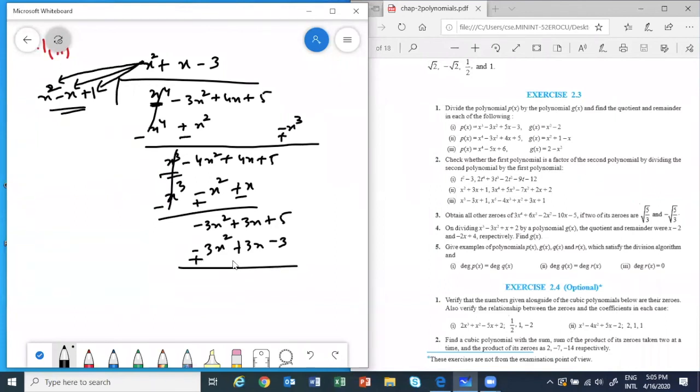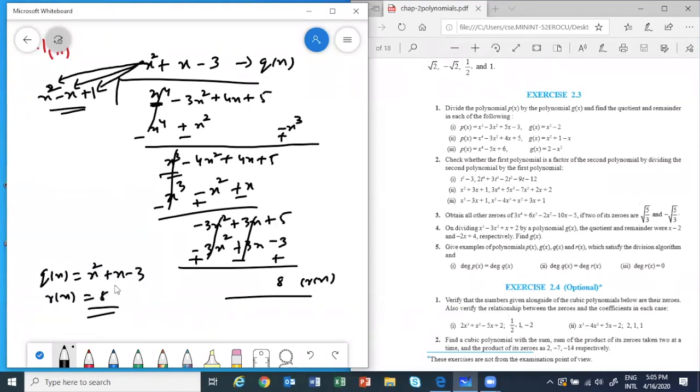So now this is plus, this is minus, this is plus. This goes, and we are left with 8. So remainder is 8. Quotient is x square plus x minus 3. That's what we had to write, isn't it? So we have Qx equal to x square plus x minus 3 and Rx is 8. Clear to everybody?